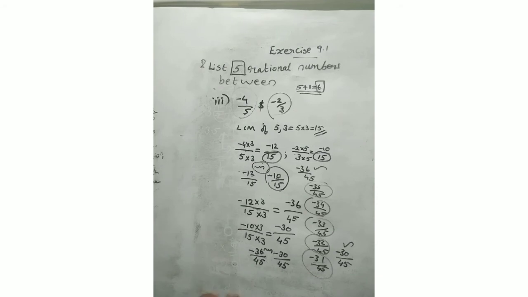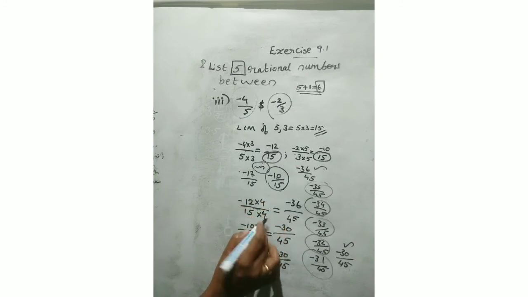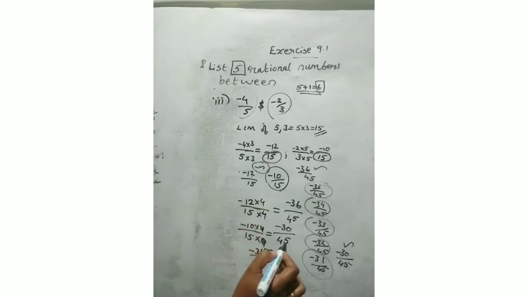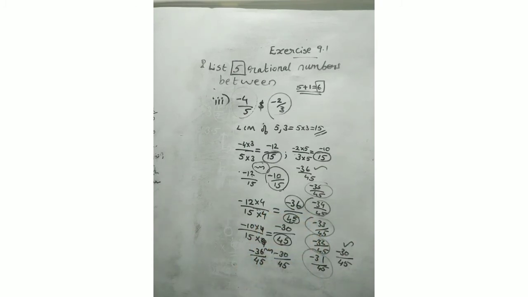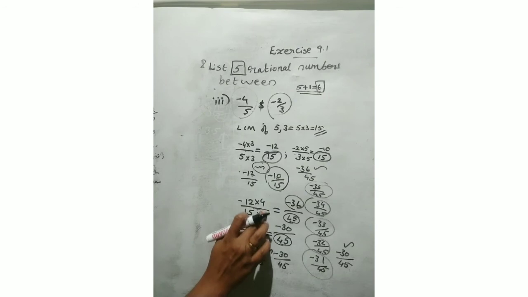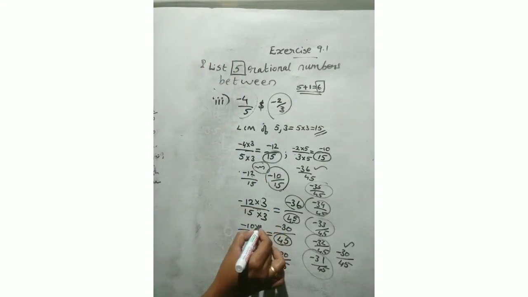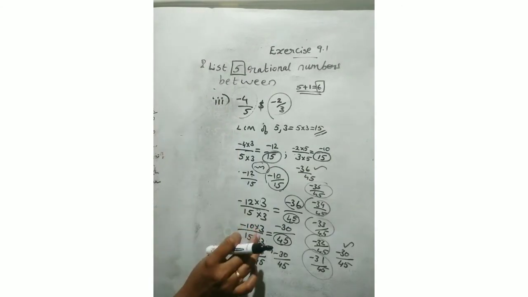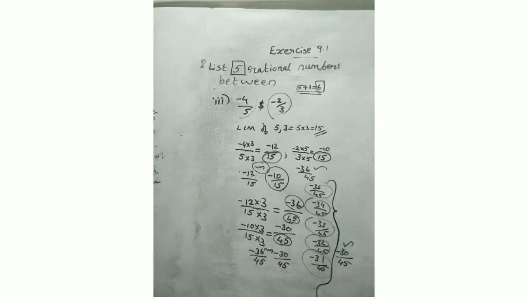Clear? So instead of this 3 you can multiply by 4. Okay, by 4. Then these denominators will change, also the numerator will change. Clear? So at that time you will get more rational numbers, more than 5 rational numbers. Okay, then you can select any 5 rational numbers from these new rational numbers. Okay, many will be there now. Many rational numbers will be there.